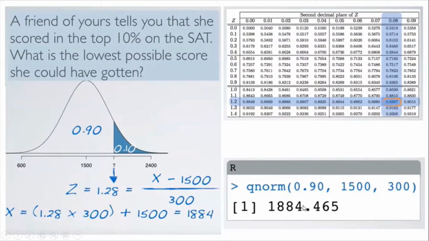This is how you calculate it: when you have one value, you can calculate the other. When you have a z-score, you can calculate the percentile. When you have a percentile, you can calculate the z-score. That is how you do it, using the pnorm and qnorm functions.